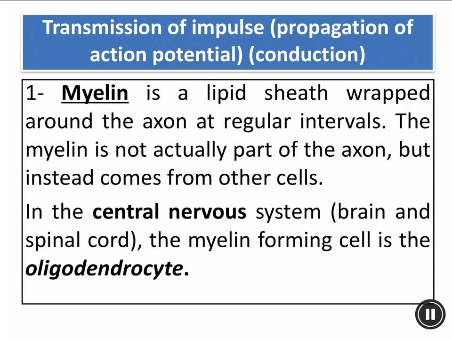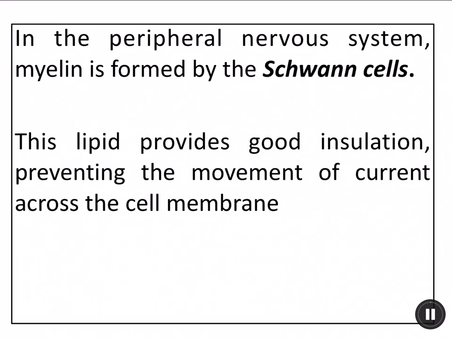Myelin in the central nervous system, brain and spinal cord, is formed by oligodendrocytes. But in the peripheral nervous system it is formed by the Schwann cell, as we showed previously. This lipid provides good insulation and prevents the movement of current across the cell membrane.